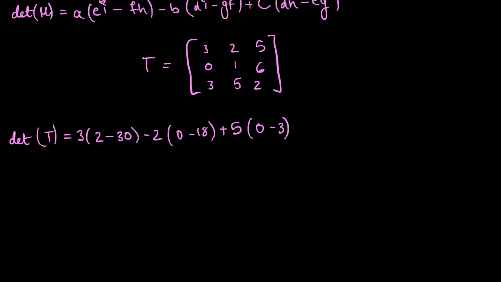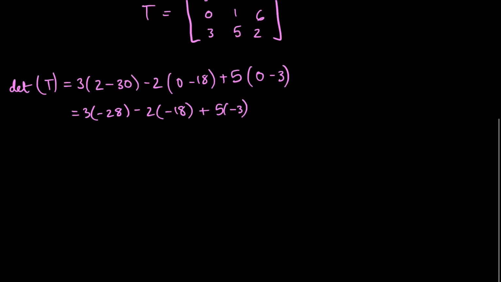You could use a calculator, but who needs a calculator when you have a brain? So 3 times 2 minus 30 is negative 28, minus 2 times negative 18, plus 5 times negative 3. I'm going to show all my steps, and that's why I'm taking more time than I usually would. But I also want to not make mistakes, so I will take my time doing this.